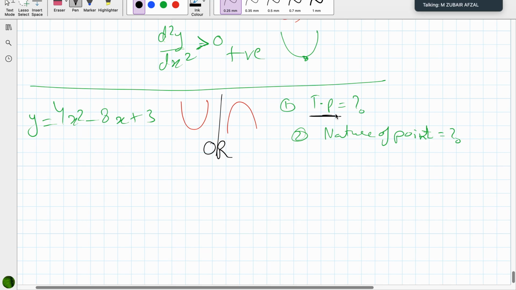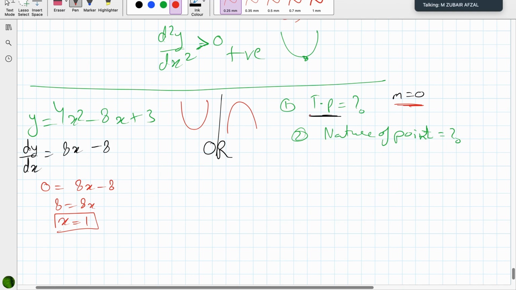What do we know about the turning point? We know that the gradient at the turning point is 0. That is why we go for dy by dx. We find the derivative. This is 8x minus 8, and we get rid of the constant. Now at the turning point, gradient is 0. So we substitute 0 is equal to 8x minus 8. 8 is equal to 8x. x is equal to 1.